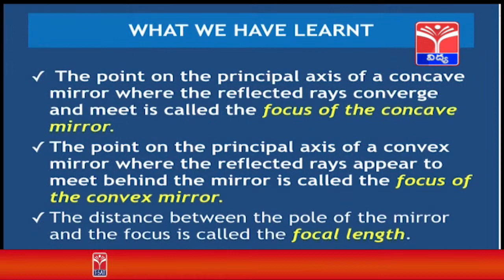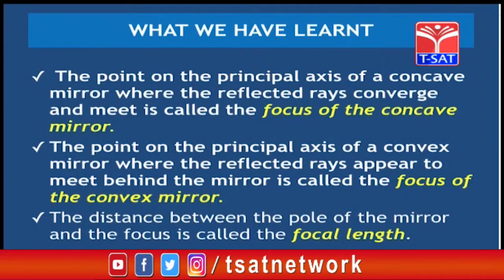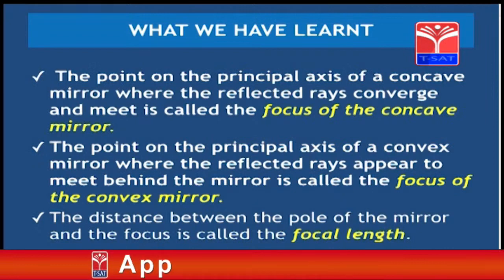The point on the principal axis of a concave mirror where the reflected rays converge is called the focus of the concave mirror, and the point on the principal axis of a convex mirror where the reflected rays appear to meet behind the mirror is called the focus of the convex mirror, and the distance between the pole of the mirror and the focus is called the focal length. Okay children, so these are the important points that we have learnt today.